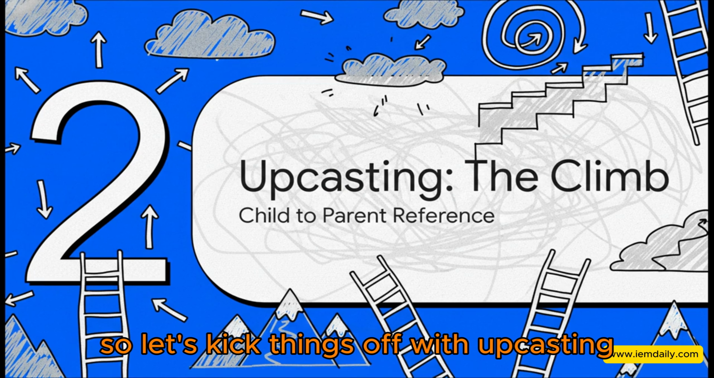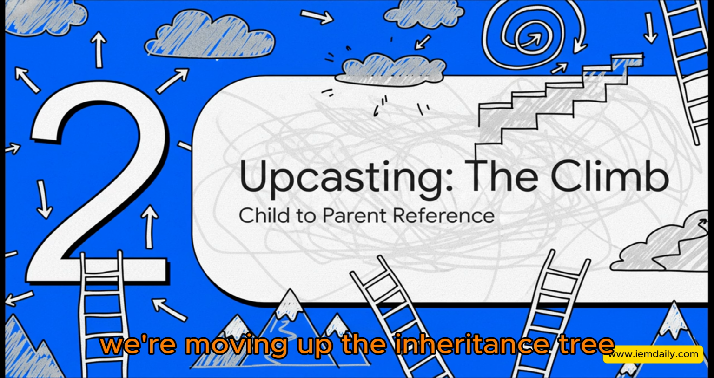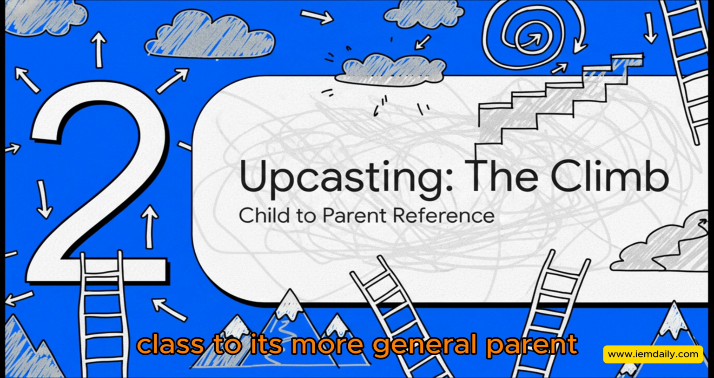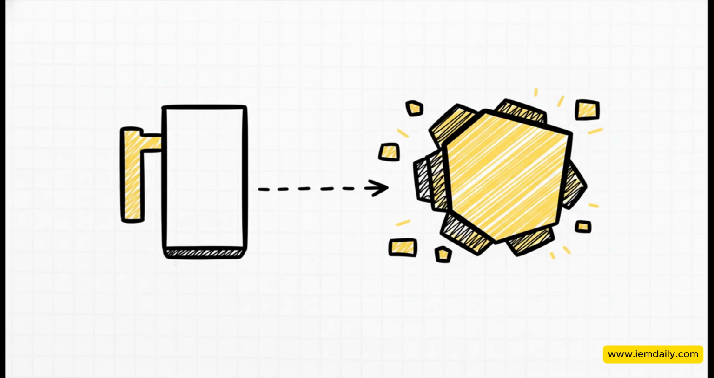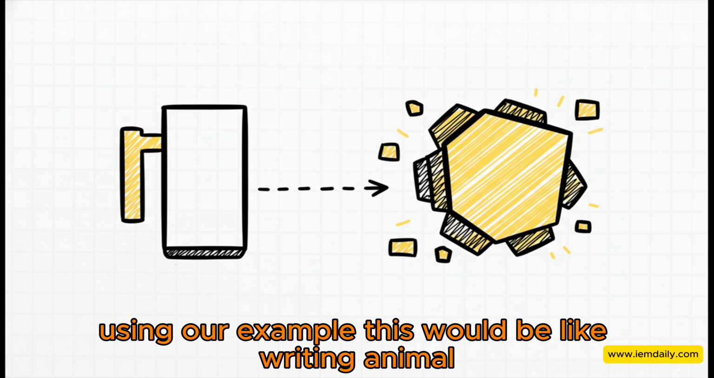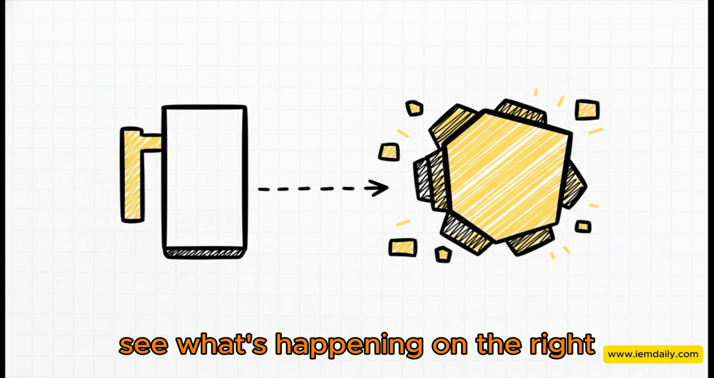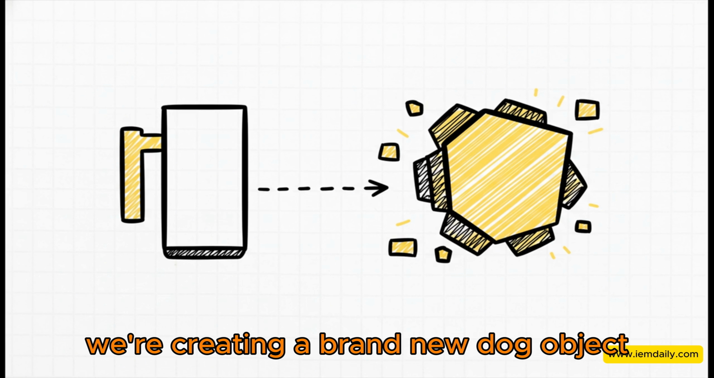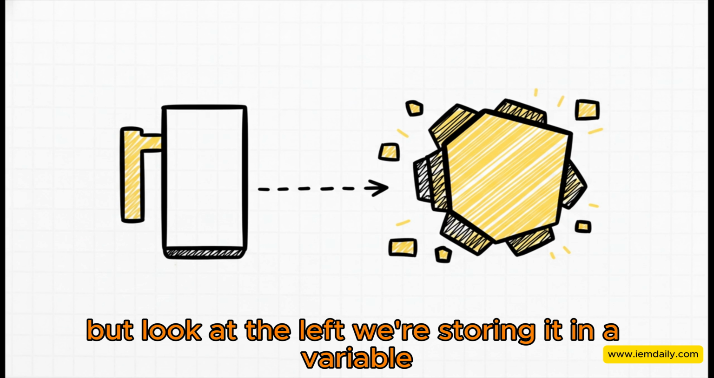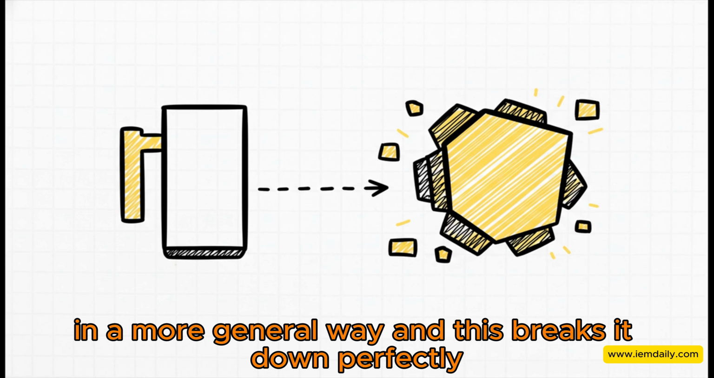So let's kick things off with upcasting, and yeah, the name pretty much gives it away. We're moving up the inheritance tree, going from a specific child class to its more general parent. This one little line of code is the heart and soul of upcasting. Using our example, this would be like writing Animal myAnimal equals new Dog. See what's happening? On the right, we're creating a brand new dog object. But look at the left. We're storing it in a variable, a reference of type Animal. We're holding on to a specific thing in a more general way.